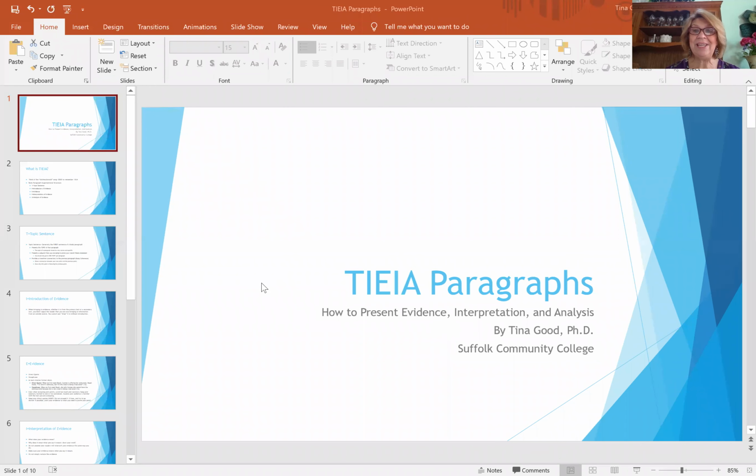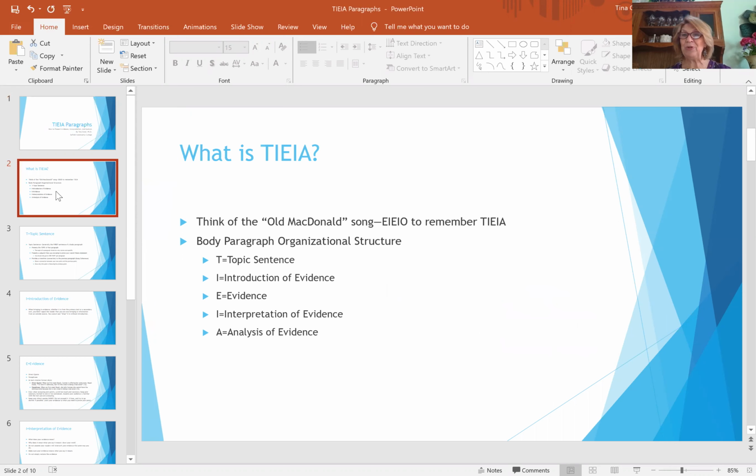So, what is TIEIA? First, think about the old McDonald's song that you learned as a child, maybe, that went E-I-E-I-O. Hopefully that will help you remember TIEIA. T stands for topic sentence. I for introduction of evidence. E, evidence. I, the interpretation of evidence. And A, analysis.